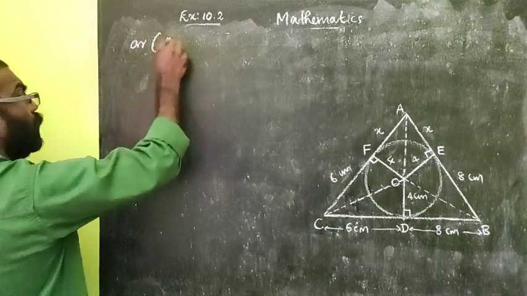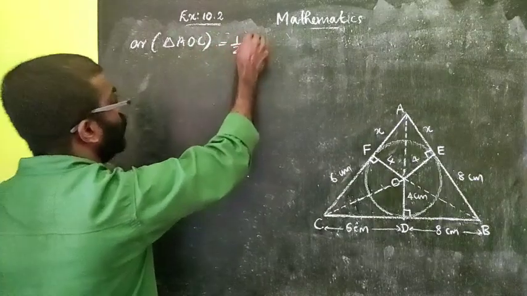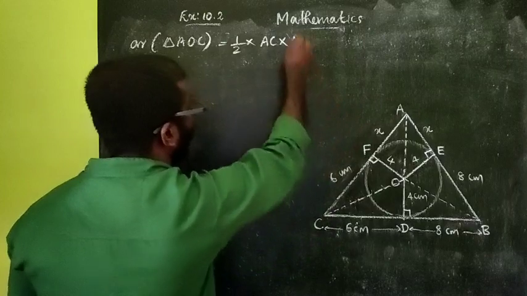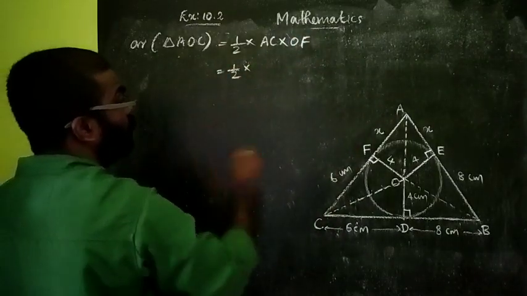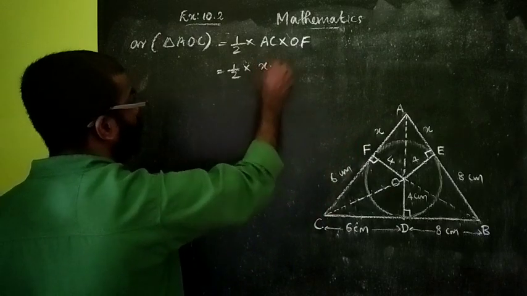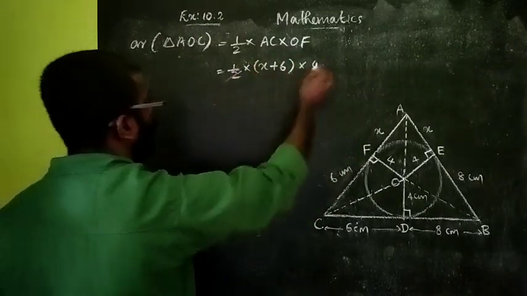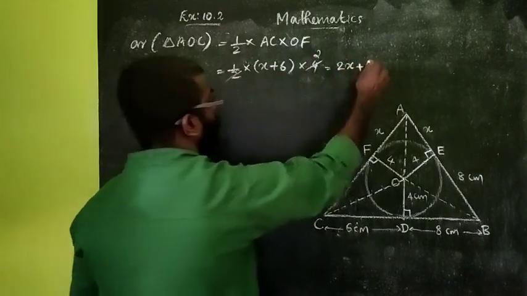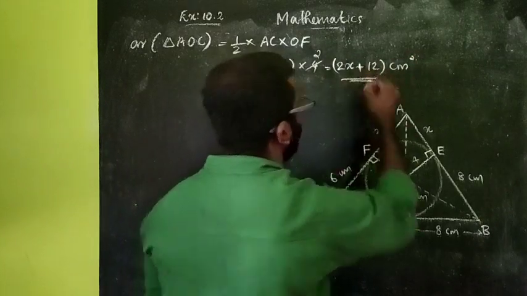Area of triangle AOC equals half into base AC into perpendicular OF. That is half into AC, x plus 6, then OF is 4. This 2 and 4 cancel. 2x plus 12 centimeter square.